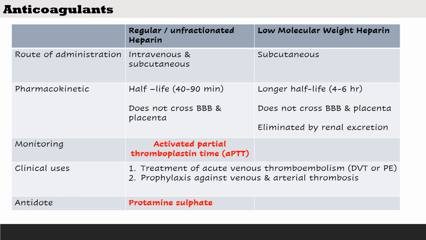With heparin and low molecular weight heparin, if you give too much anticoagulant, you also have a risk of bleeding. So there's an antidote for overdose of heparin or low molecular weight heparin, but more commonly with heparin, you have an antidote which is protamine sulfate.